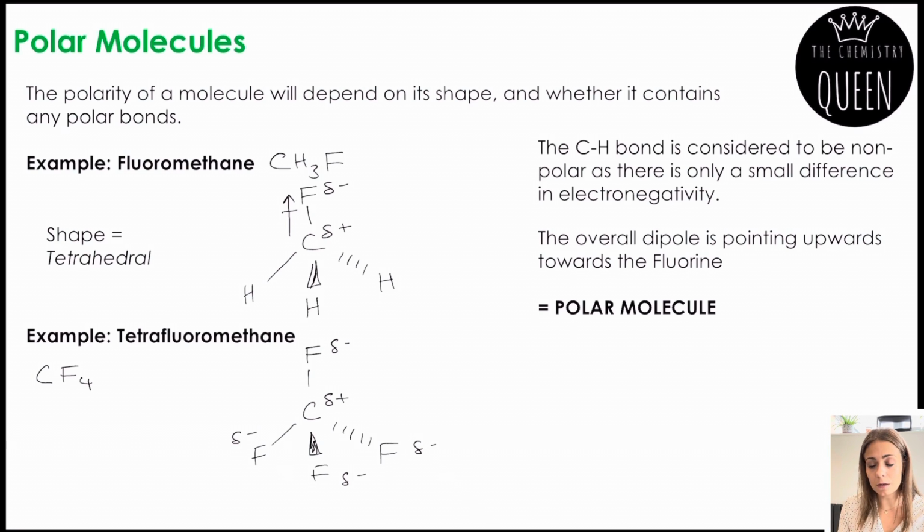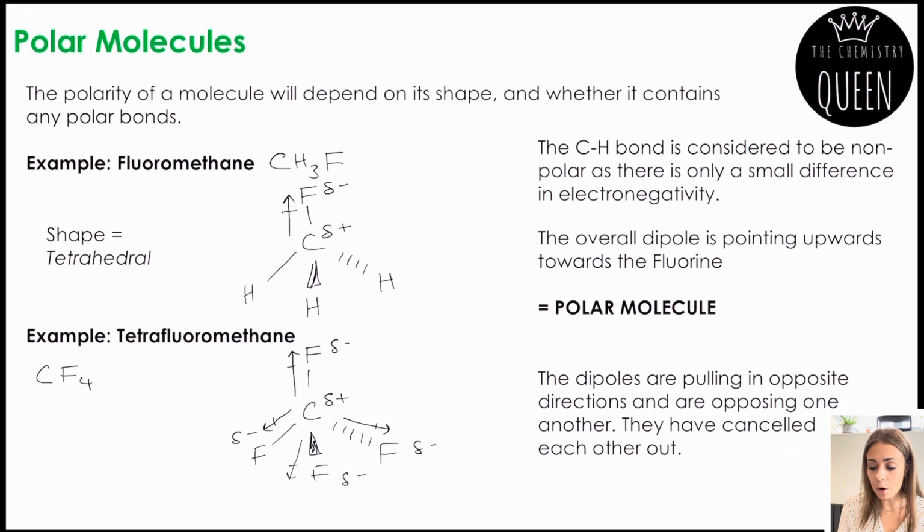So let's have a look at where the dipoles are pointing. We're going to have one pointing up towards the fluorine at the top, and then we're also going to have 3 other dipoles pointing towards the other 3 fluorines. Now in this case, again, we can see that the dipoles, or the electron density, is being pulled in opposite directions. What does that mean? That means that they are opposing one another, and it means that they've essentially cancelled each other out. So tetrafluoromethane is considered to be non-polar.